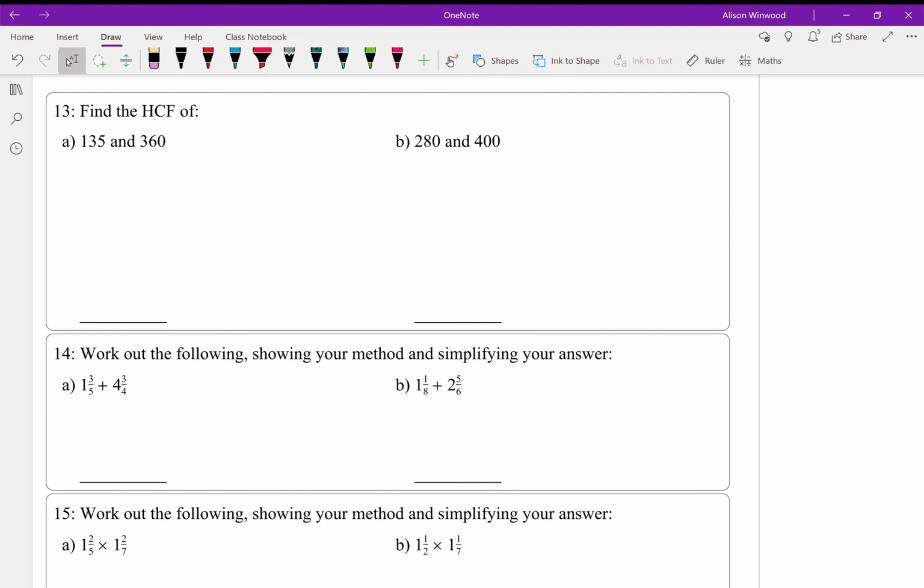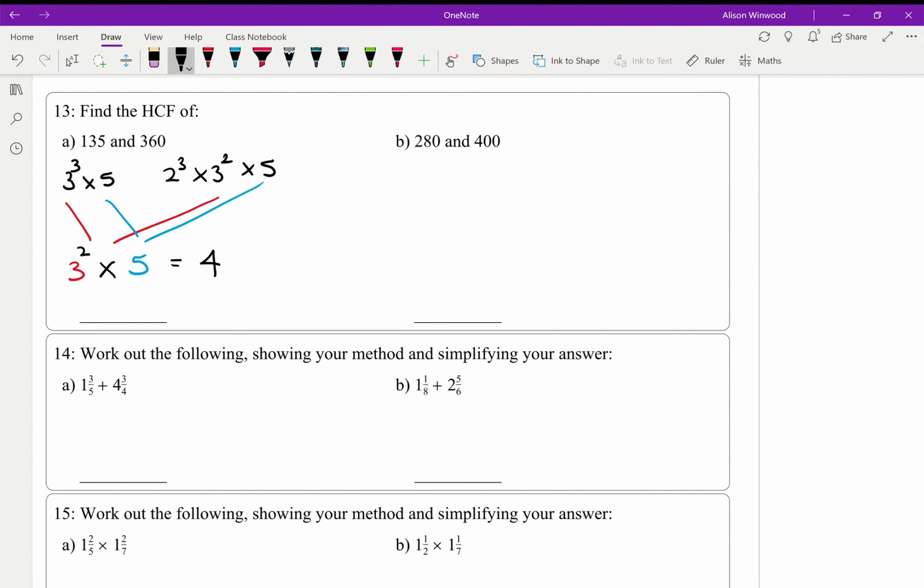Highest common factor, easiest way to do this is to get it as products of prime factors. So I've got 3 to the 3 times 5 and 2 to the 3 times 3 squared times 5. So what do they have in common? Well, they've both got a 3 and they've both got a 5. Lowest powers of 3's is squared and the 5 is just a 5. So 3 squared times 5 is 45.